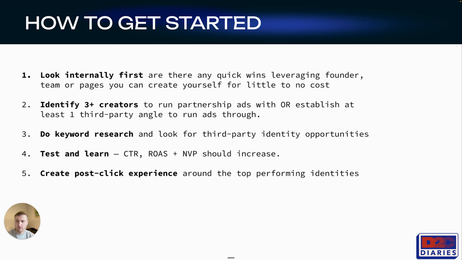Secondly, identify 3 of your creators, whether that's already running in the account or relationships that you've got, and establish the relationship to run the partnership ads, or look at how you can create an ad or angle that really aligns with them as an individual to increase that resonance. I would look at keyword research on PPC to look for any third party identity opportunities. And that can provide both advertorial and meta opportunities.